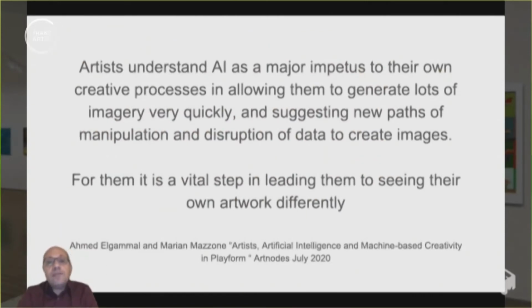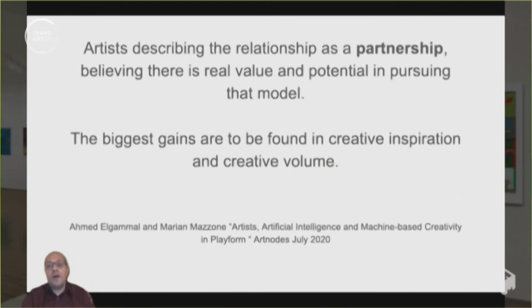Artists understand AI as a major impetus to their own creative process in allowing them to generate lots of images very quickly and suggesting new paths of manipulation and disruption of data to create images. So you see here generation of ideas, basically lots of images very quickly, suggesting new paths, which means inspiration, and using data as a material. These are the main ingredients. For them, it's a vital step in leading them to see their own artwork differently, which is another component of how artists think of the machine. It's basically a way for them to see things differently.